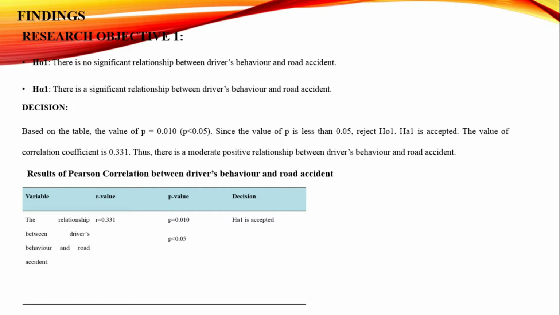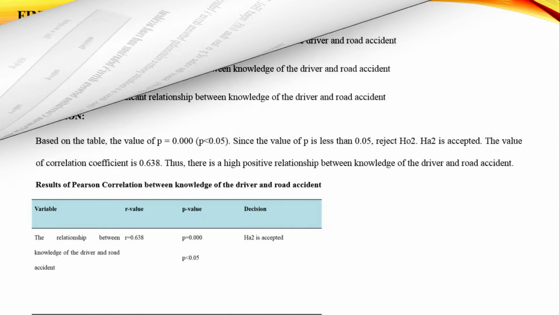For the decision, based on the table, the value of P equals 0.010, which is P less than 0.05. Since the value of P is less than 0.05, reject H null 1. H alternate 1 is accepted. The value of the correlation coefficient is 0.331. Thus, there is a moderate positive relationship between driver's behavior and road accident.